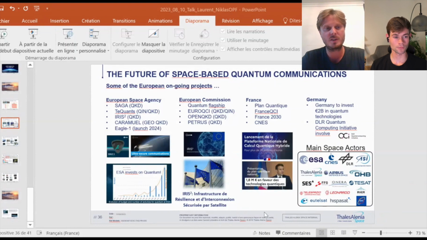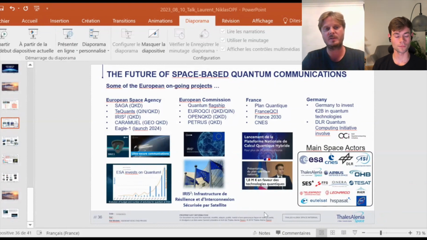We are also working in the TQuant project. TQuant is for technologie quantique, in fact. And here what we target is not only QKD, but also quantum information networks. There is also IRIS Square for the secure communication of Europe, and Thierry Breton has explained that he wants to include QKD into this to secure our communications.